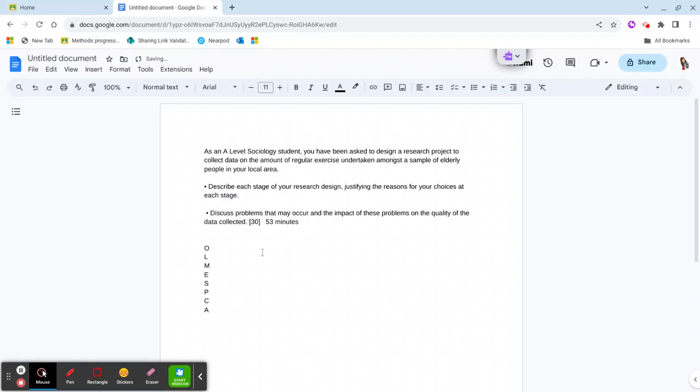So to remind you: operationalize, literature review, method, ethics, sample, pilot, collect, and then analyze the data.